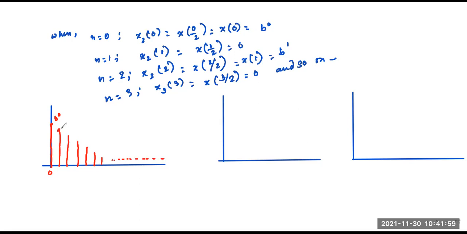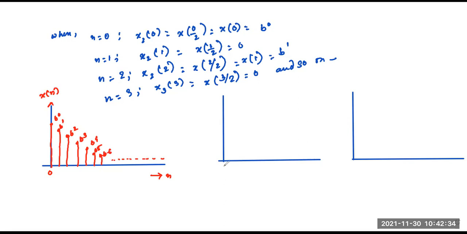So this is b1. This will be b2. This will be b3. This will be b4. This will be b5. And this will be b6. So this is the x of n, and this is the n.